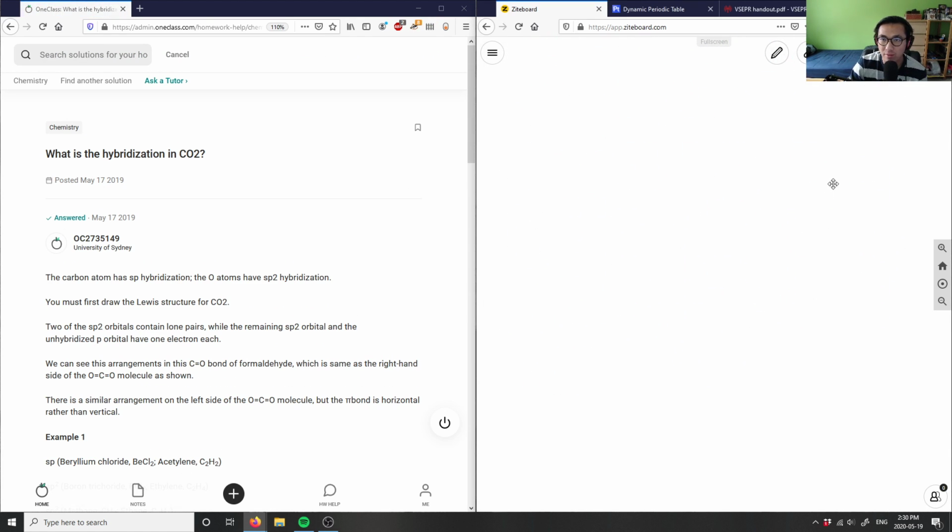Okay, number 5. What is the hybridization in CO2? So first, I want to draw the structure of CO2, right? I have the carbon in the middle, and I have 2 oxygens.